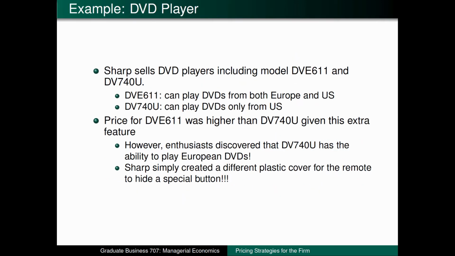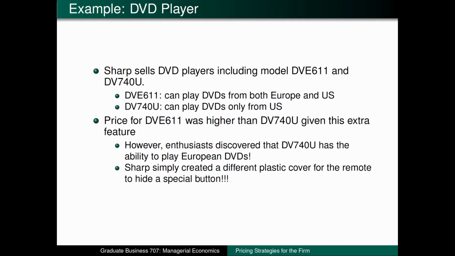Another interesting example of damaged goods is associated with a DVD player manufactured by Sharp, which is a Japanese electronics company. DVDs in Europe are formatted differently than DVDs in the US. If you bought a European DVD, you might not be able to play it on an American DVD player. Sharp made a DVD player that plays both formats, but also developed a model that only plays the American format. So what's the difference between these two DVD players?